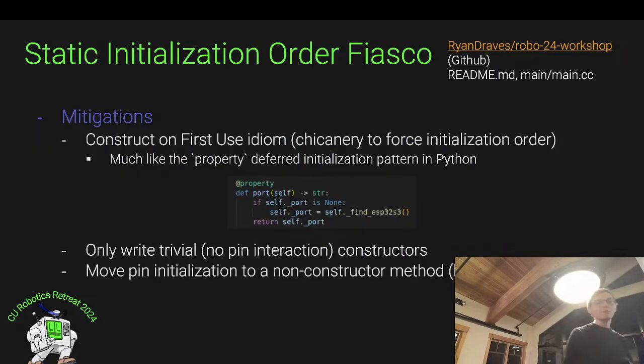So there's a few ways to mitigate this. The first one, which you shouldn't do, but I'm just mentioning for completion's sake, is some C++ chicanery called construct on first use. I wrote the Python equivalent here. This is a much more common pattern to see in Python than it is in C++. C++ is just gross, but that's my opinion.